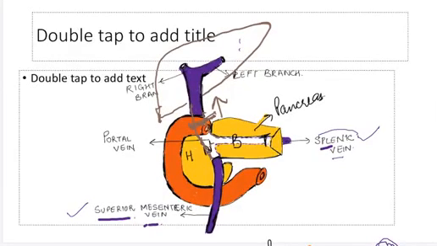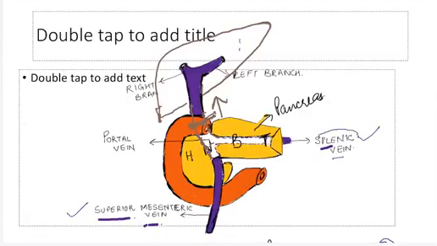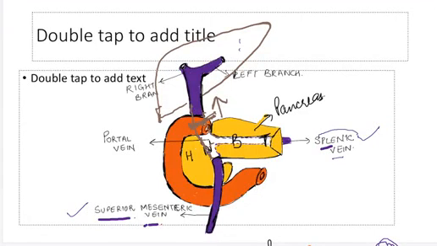Okay, now we have discussed the formation and termination of the portal vein. Now let us understand what are the different parts of the portal vein and the relations formed by these different parts. So we have divided the portal vein with respect to the duodenum. You can see here that this orange color structure is the duodenum. We have divided the entire course of the portal vein into three parts.